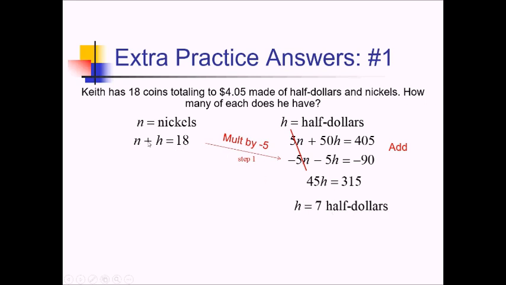To find the number of nickels, we just plug that 7 for h back in, and this is a good equation to use right here. So we've got n plus 7 equals 18. Subtract 7 from both sides, and we end up with 11 nickels.